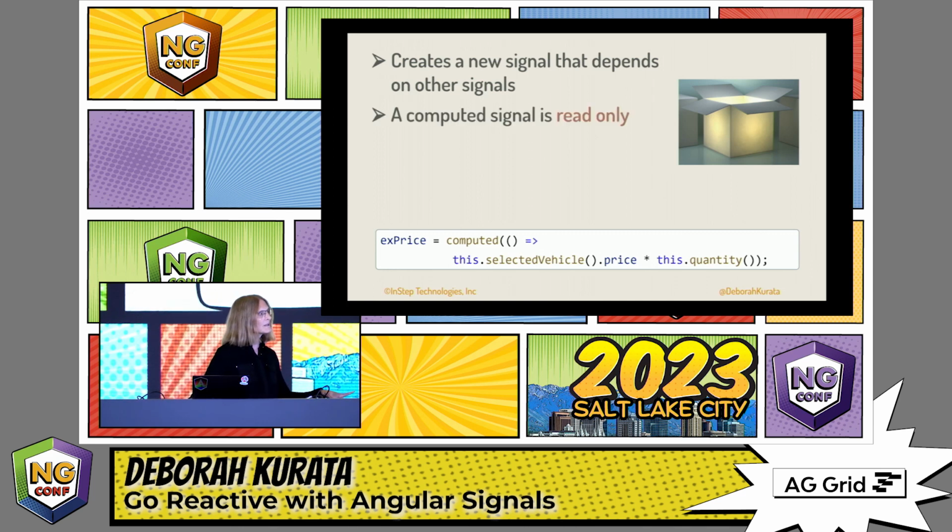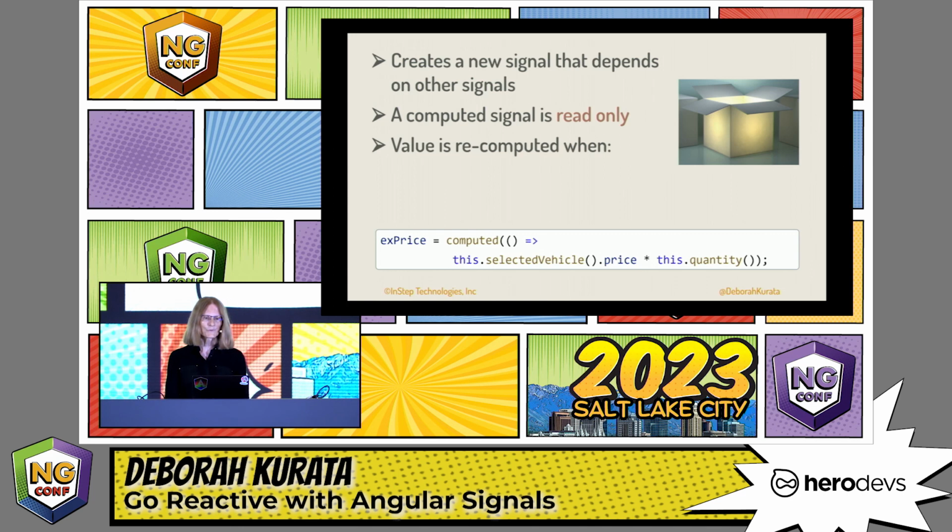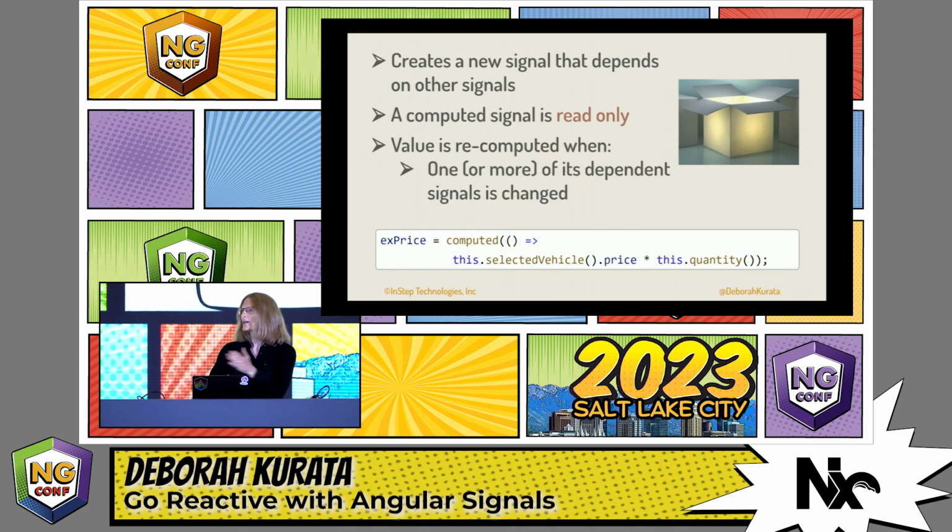An important point, though, is that a computed signal is read-only. And that makes sense, right? Because if it's computing based on some kind of value, you can't suddenly just throw a 17 in there and have it know how to deal with that, because it wants to be computed based on these values. The value is recomputed, obviously, when one or more of its dependent signals change.